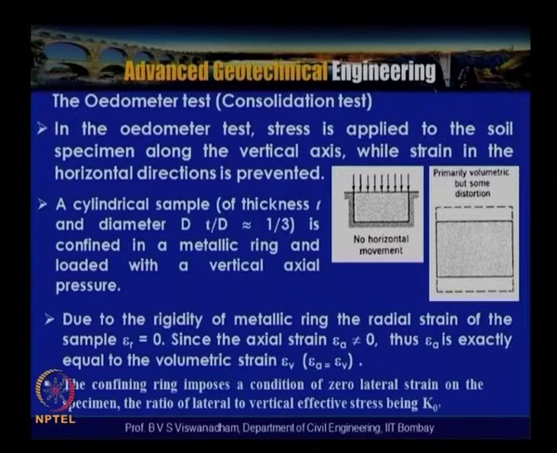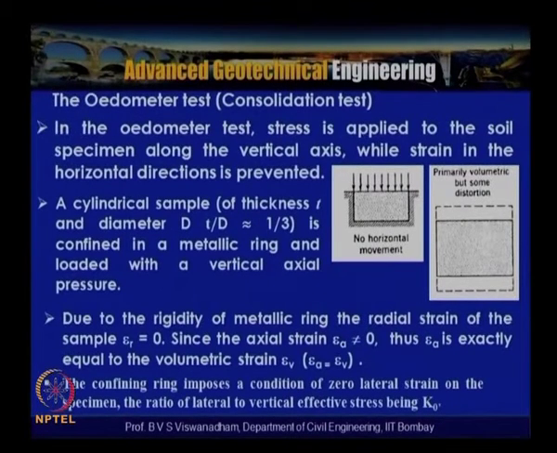In the oedometer or consolidation test, the stress is applied to the soil specimen along the vertical axis, while strain in the horizontal direction is prevented, as shown here, with no horizontal movement. The ratio of original thickness to diameter, T by D, is normally maintained at about 1 by 3, or you can say the diameter to thickness ratio is maintained as 3. The cylindrical sample of thickness T and diameter D is confined in a metallic ring and loaded with a vertical axial pressure.